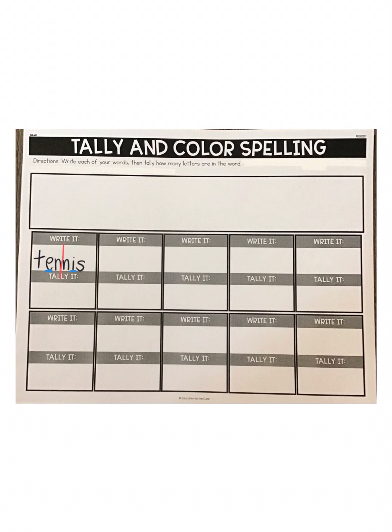Tennis. And then below that it says tally it. And it just wants us to tally how many letters there are in the word tennis. I see 6 letters. 1, 2, 3, 4, 5, finger space, 6. 6 tally marks. Our next multi-syllable word is the word subject.